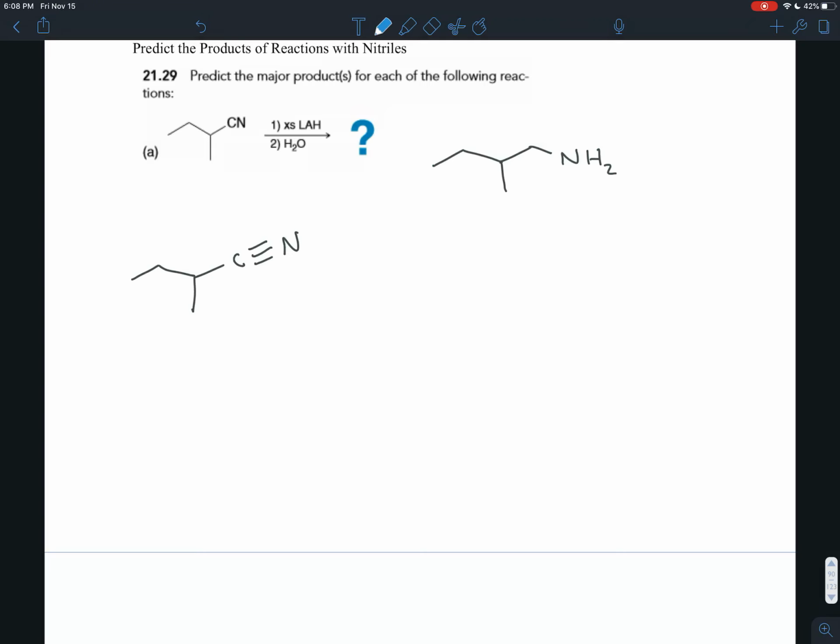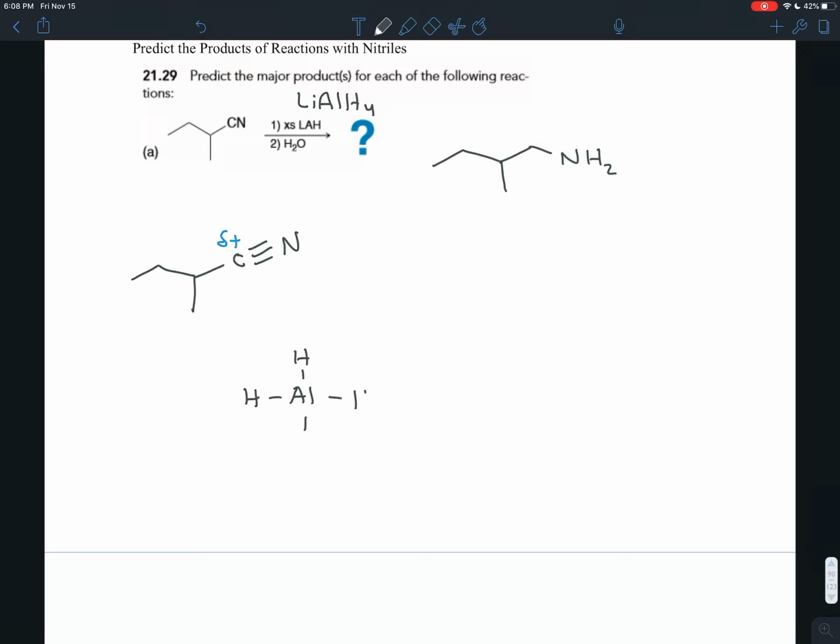Now that carbon has 3 bonds to an electronegative element, and so just like a carbonyl carbon, it's slightly positive. It's an electrophile. Our nucleophile here is lithium aluminum hydride. They write it as LAH. It could also be LiAlH4. That gives you something of a better sense of the structure of it.